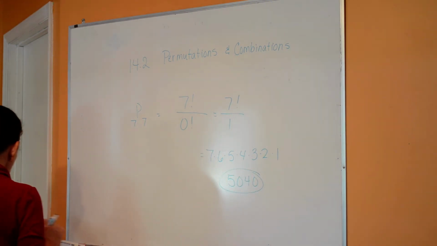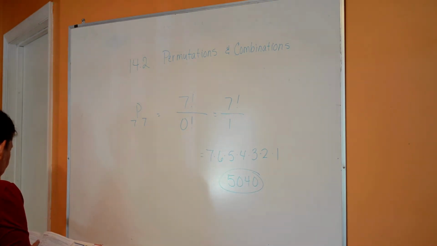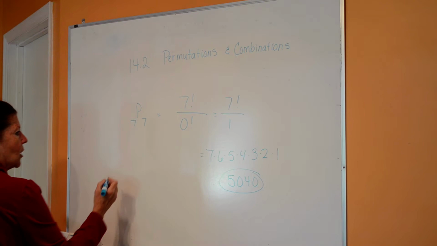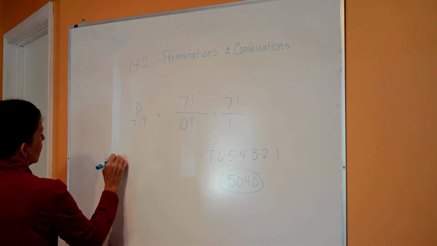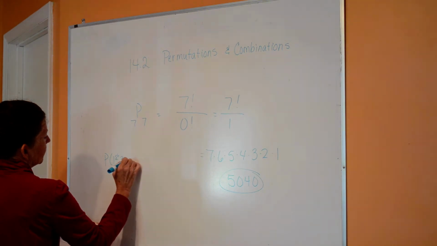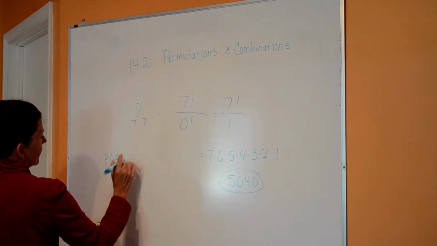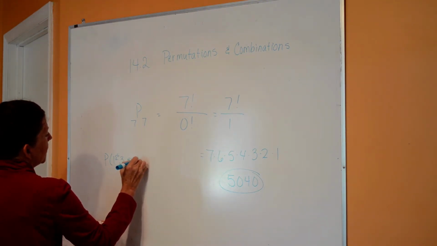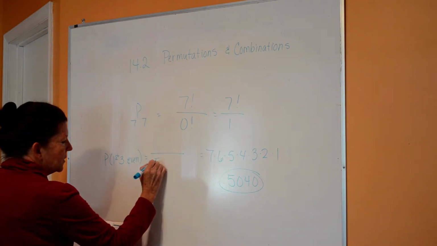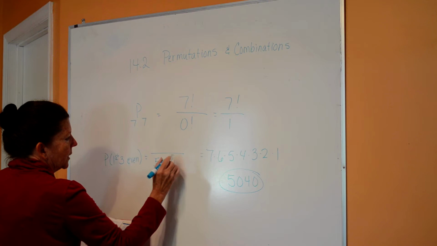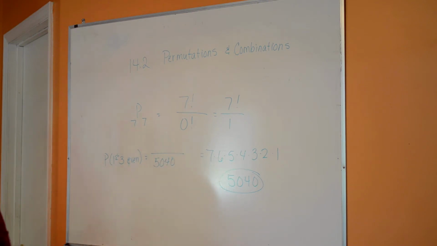But what if they go on to ask what the probability is that the first 3 numbers are even? Now I'm looking at probability, first 3 even. You know probability is success over total. So there's my total on the bottom, the total number of ways that I can arrange it.